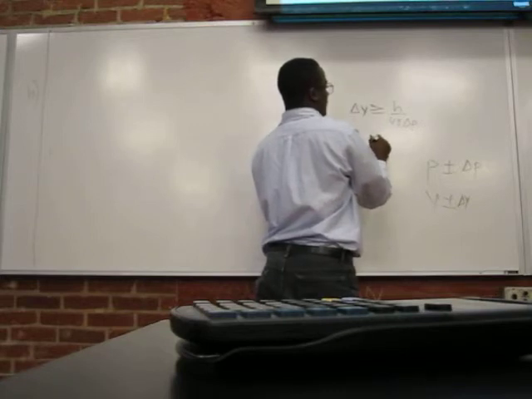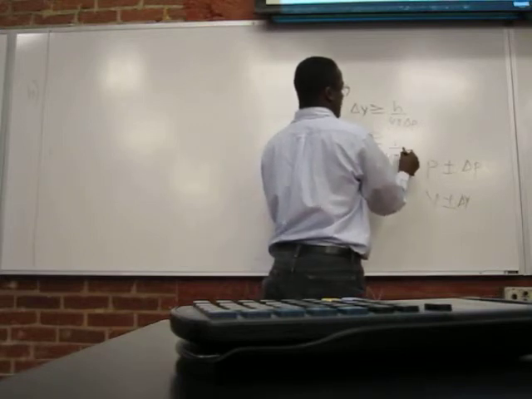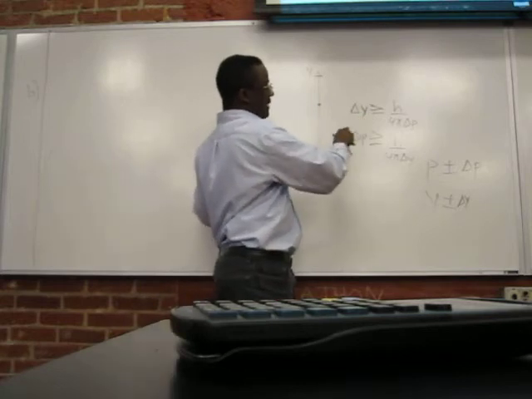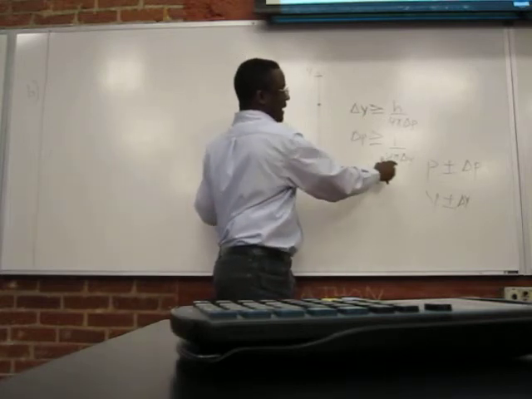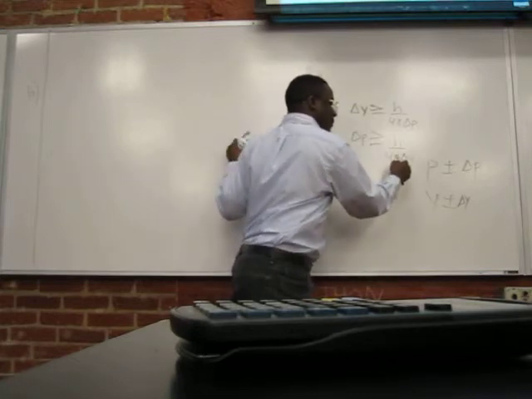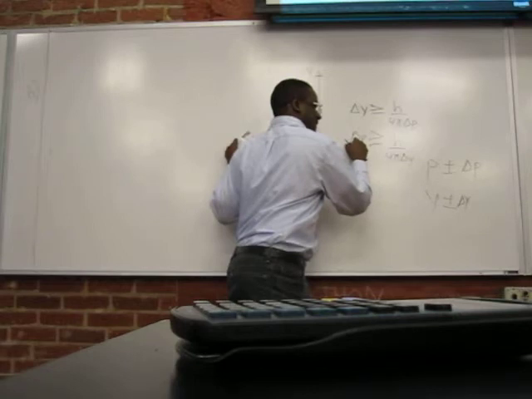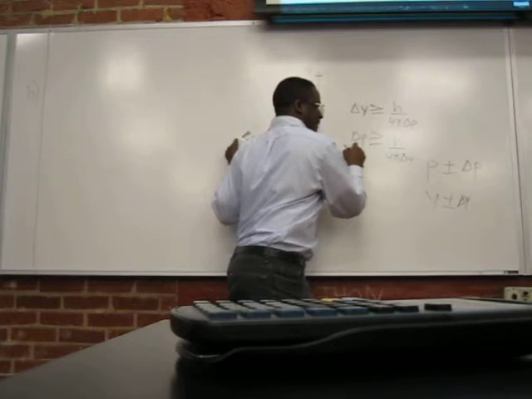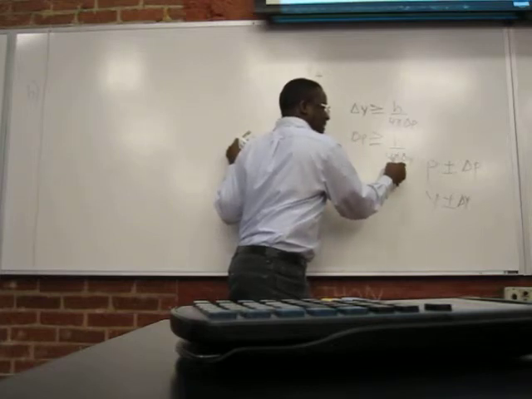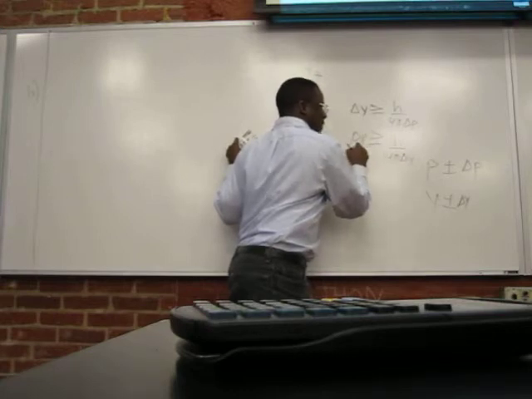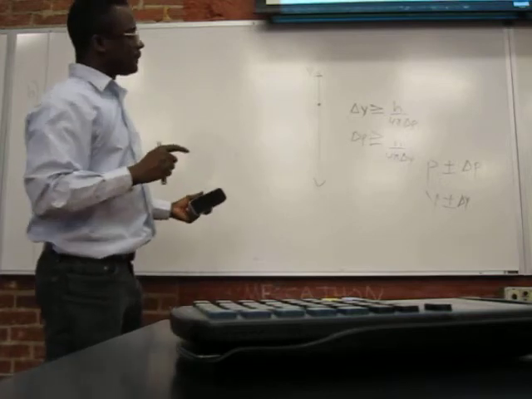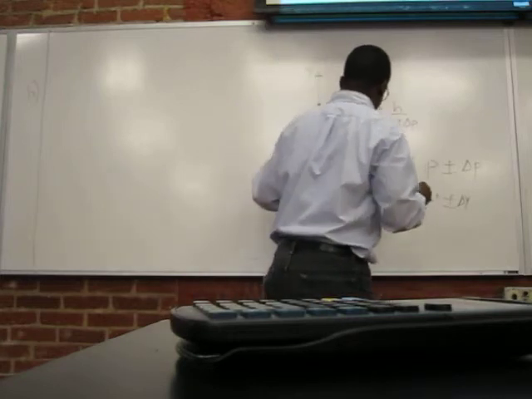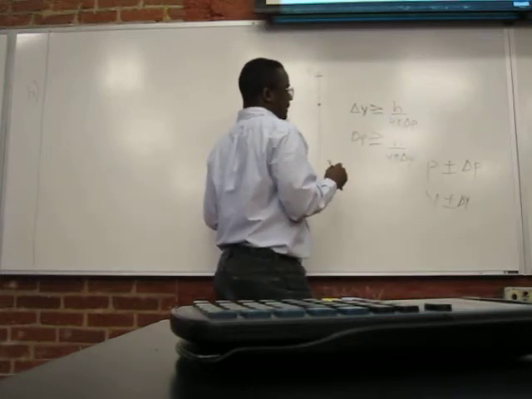And likewise, if I trade places with these, I put delta y down here and delta P here, multiply by delta P on both sides, and divide by the uncertainty in the location on both sides. The more I know about a particle's location, the bigger this gets. The smaller delta y gets, the larger delta P gets. The more I know about a particle's position, the less I know about the particle's momentum. So that's all that's saying. Okay? And that also comes about because of the wave-like nature of particles.